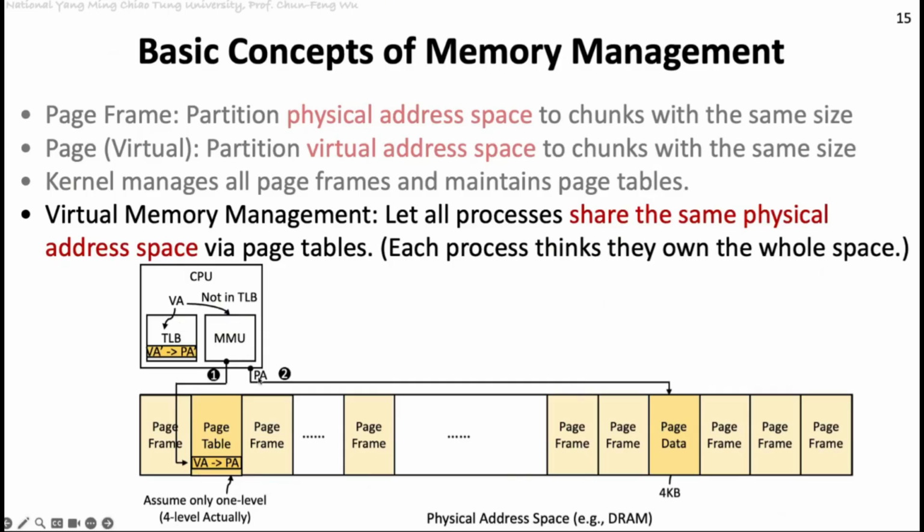Using this physical address, the CPU can get the data. And because the virtual address is translated to the physical address by the MMU, usually the MMU will store this translation result into the TLB. So next time, if there is the same virtual address, the CPU can find the result in the TLB.